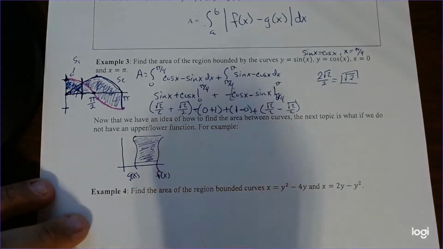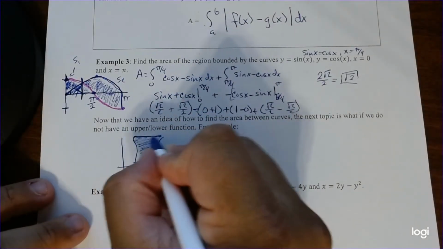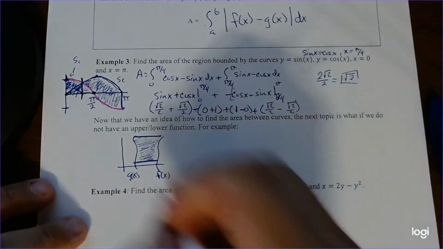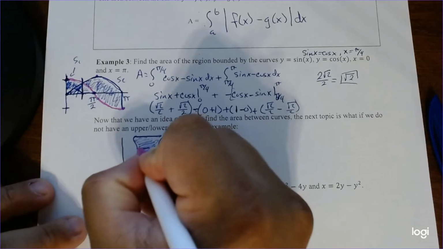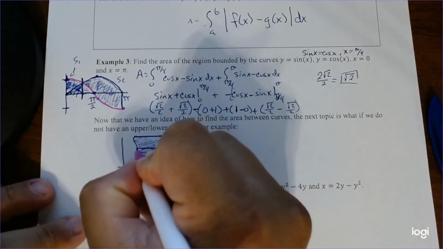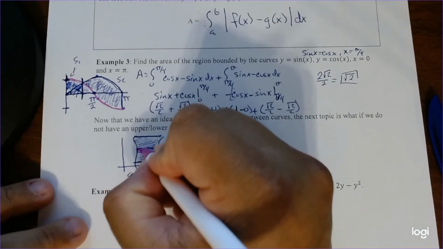Well, we can't just do top minus bottom because these are just straight lines, right? This is going to be vertical lines. That doesn't really make sense. So what we do is we actually have to make our rectangle go in the opposite direction. Now we have to do it horizontally instead of vertically. So this is going to be our new rectangle going in.